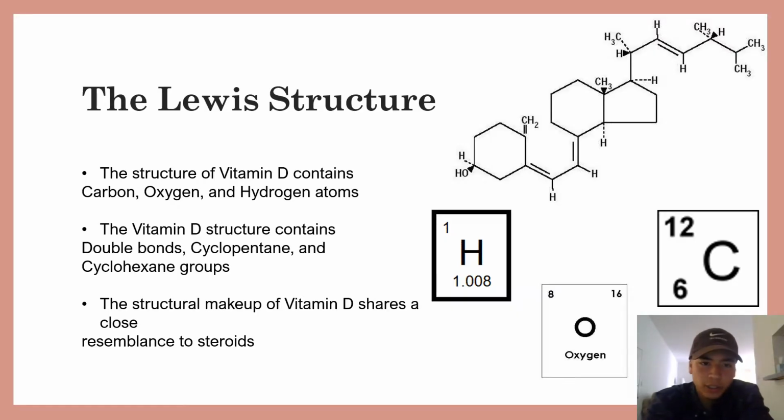the Lewis structure of vitamin D contains carbon, oxygen, and hydrogen atoms. The vitamin D structure contains double bonds, cyclopentane and cyclohexane groups, which you can see as the full shapes that are closed, as well as double bonds you can see towards the bottom and the top. And the structural makeup of vitamin D shares a close resemblance to steroids.